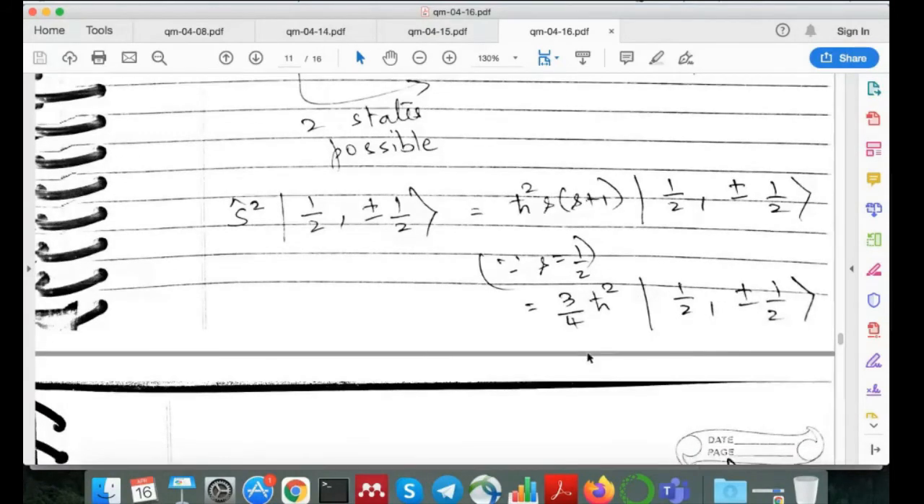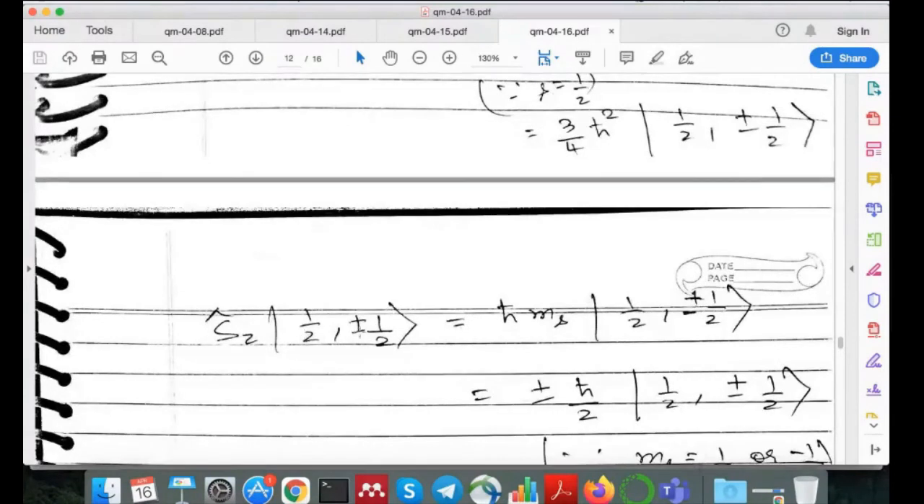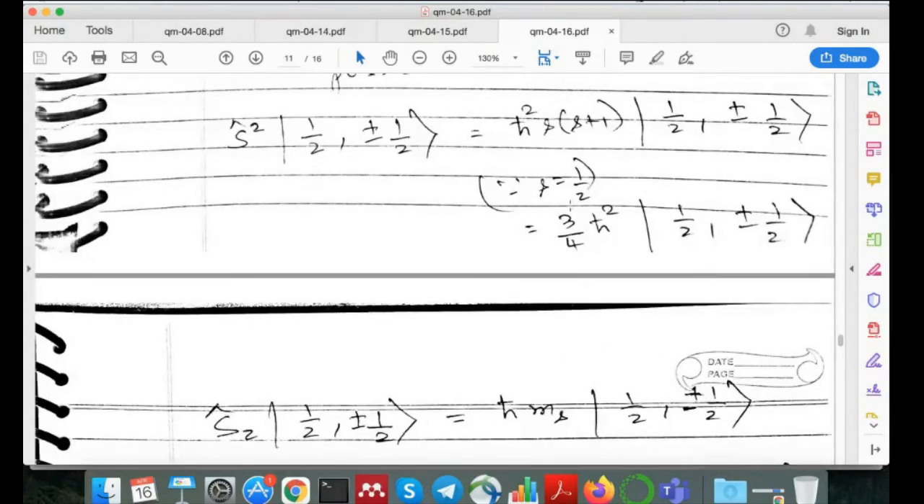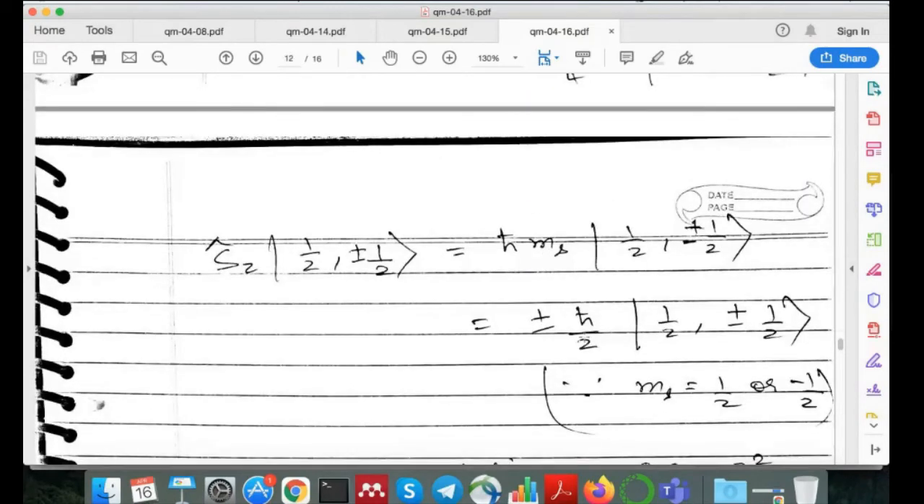Now you have Sz acting on half comma plus or minus half. You'll get h cross ms, that is your eigenvalue for half comma plus or minus half. Since ms can take two values, plus half and minus half, there are two possible values for the Sz operator. For S square there is only one possible eigenvalue, but for the Sz operator there are two possible eigenvalues: one is h cross by 2 and the other is minus h cross by 2.